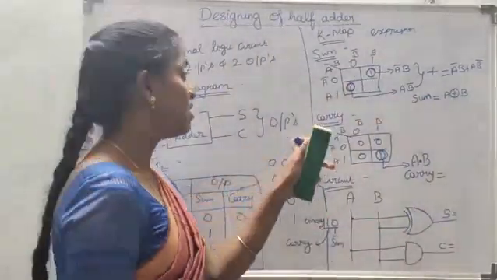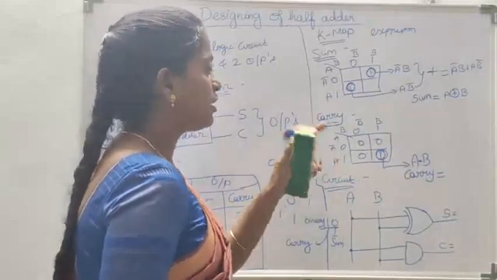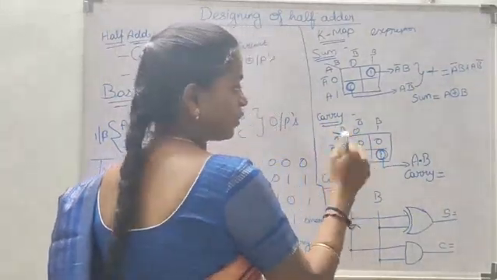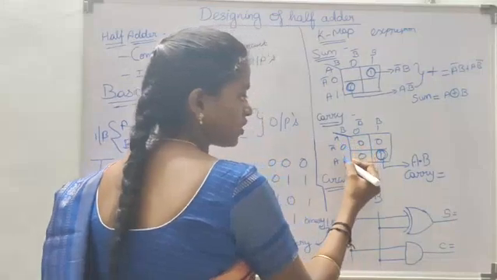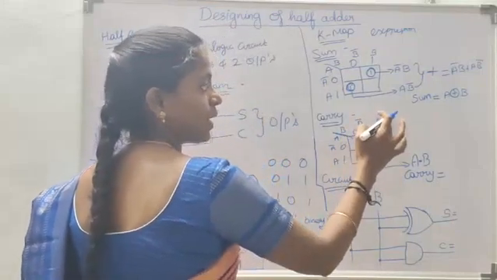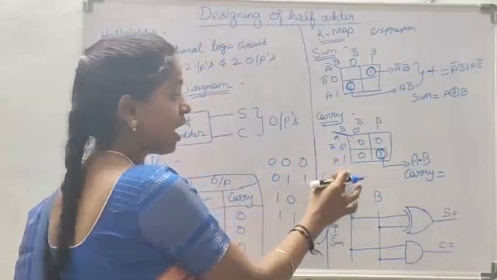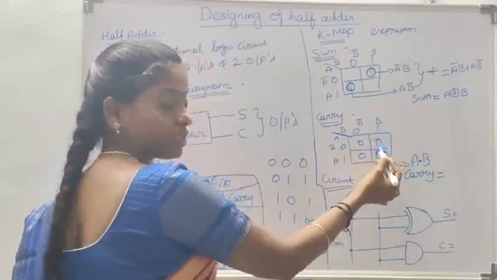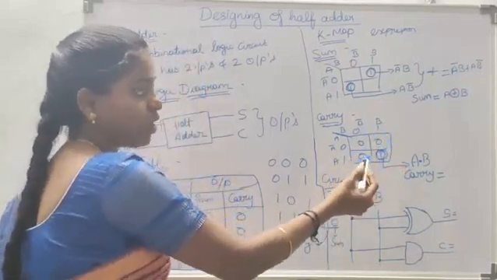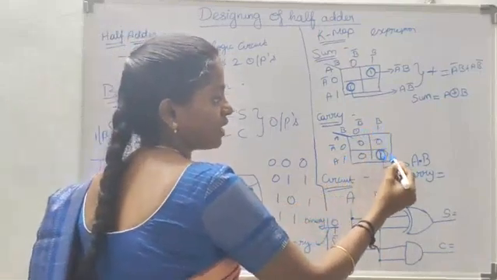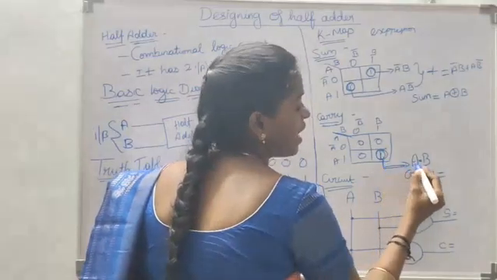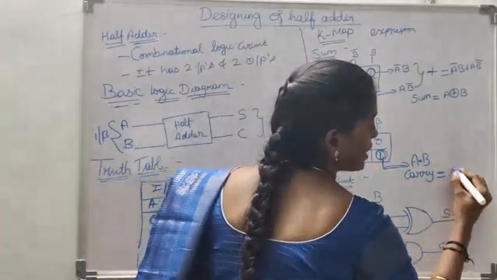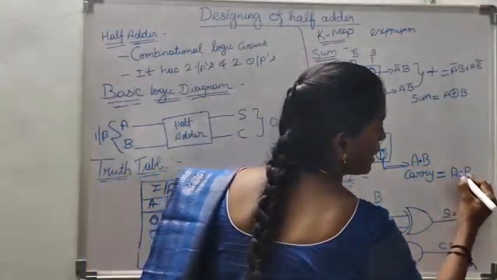Similarly, we do a K-map for carry. Take two variables A and B as input. 0, 1, here also 0, 1. Here 0 is B bar, 1 is B, 0 is A bar and 1 is A. The cell values are 0, 0, 0, 1. Only one cell is 1, and it is A and B. So the carry value is A and B.